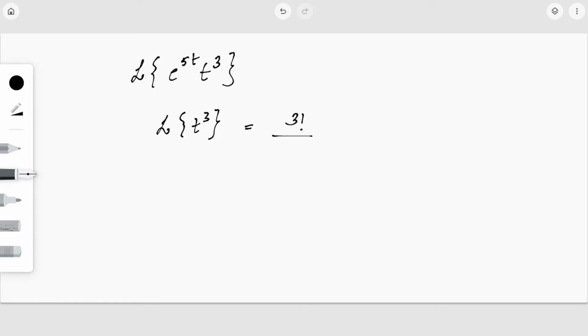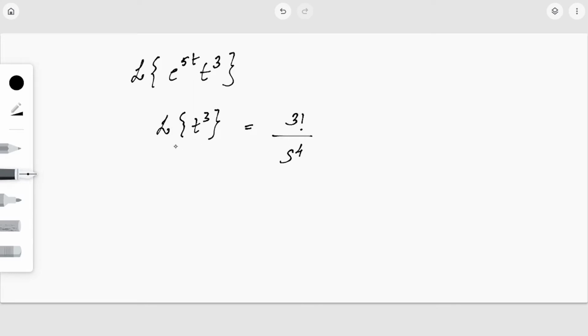We are asked to determine the Laplace transform of the function e raised to 5t into t cube. Whenever you see an exponential multiple, first of all determine script L of t cube. What is the Laplace transform of t cube? It is nothing but 3 factorial by s raised to 4, right?